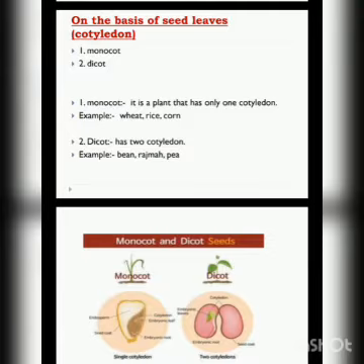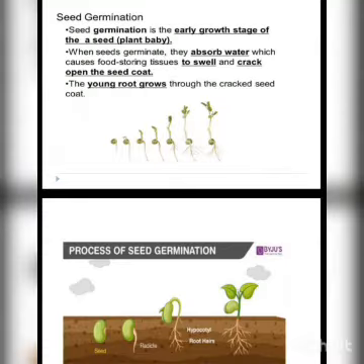Now, on the basis of how many cotyledons are present in a seed, there are two kinds of seeds: monocot seeds and dicot seeds. Number one, monocot. The term monocot is a combination of mono plus cot. Mono means one, cot means cotyledon. It is a plant that has only one cotyledon. Examples: wheat, rice, corn. The second one is dicot, di plus cot. Di means two, so it has two cotyledons, like bean, rajma, pea.